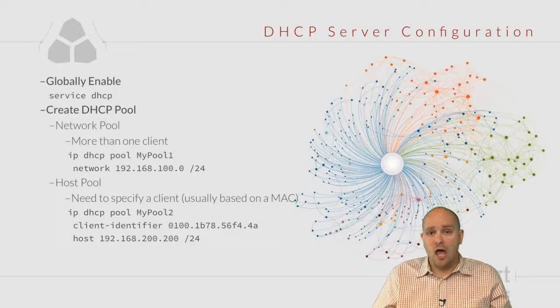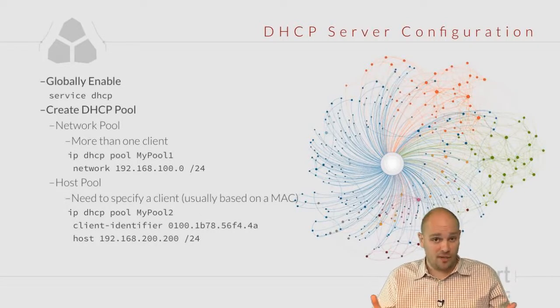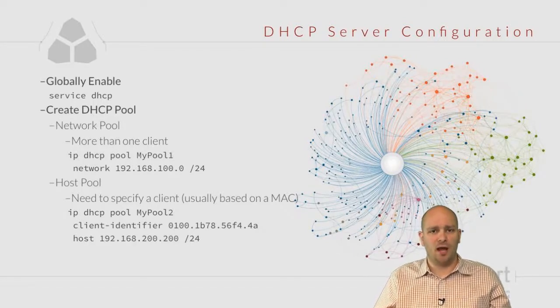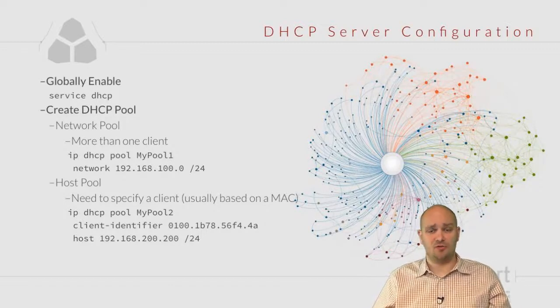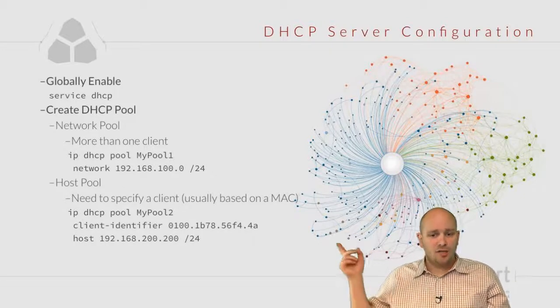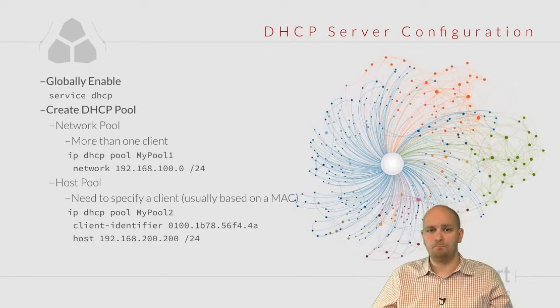Host pools, on the other hand, are pools that are going to be used to assign a certain set of parameters, like for example an IP address, to a particular client that needs to be identified using some method. The most common method to identify the clients for this kind of specific IP address assignment or parameter assignment is to use the MAC address of the client. So here I have specified the MAC address of my Linux host, but those of you with sharp eyes are noticing that this is not exactly a very correct MAC address. It actually has 1 byte more.